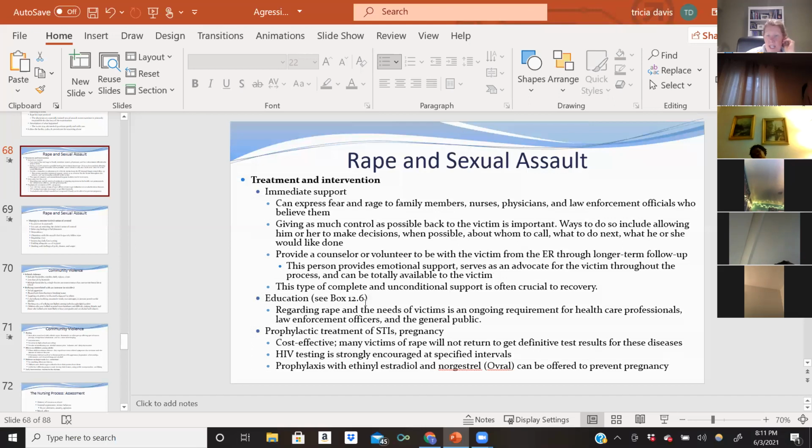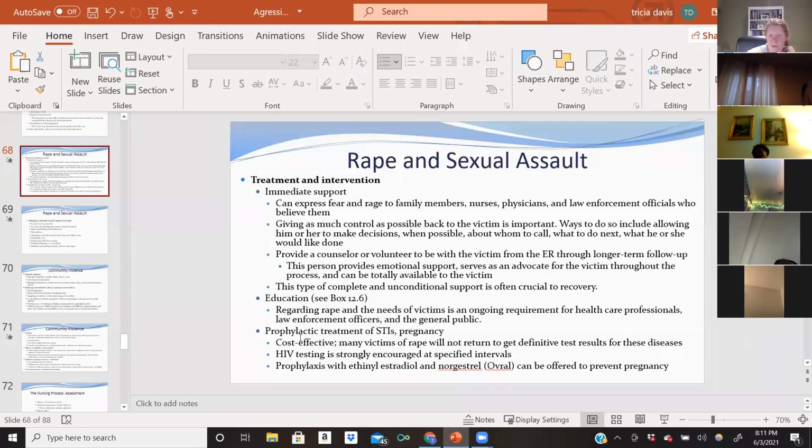We also want to educate them. So we want to educate staff members, healthcare professionals, law enforcement officers, and just the general public about rape and the needs of the victims, because it's so crucial that we provide that support for them. So it's ongoing learning for all of the healthcare professionals.